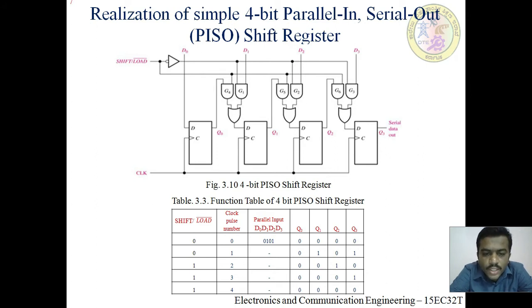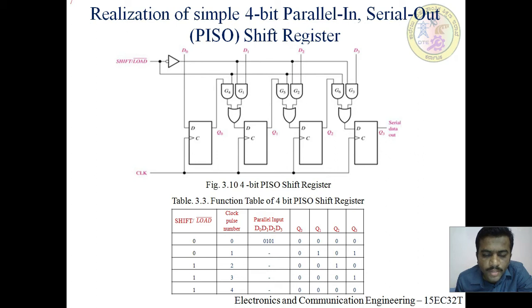Binary input value 0101 is applied to the data inputs D0, D1, D2 and D3 with the shift/load bar signal set to binary 0. When the first clock pulse is applied, the 4-bit binary number is simultaneously loaded into the 4 flip-flops and this number appears at the output of the 4 flip-flops. Hence, the values of Q0, Q1, Q2, Q3 will be 0, 1, 0, 1.